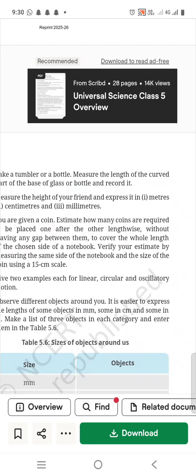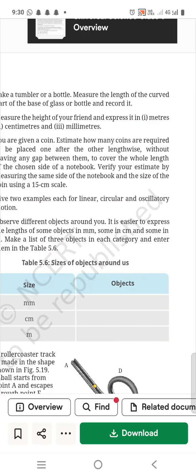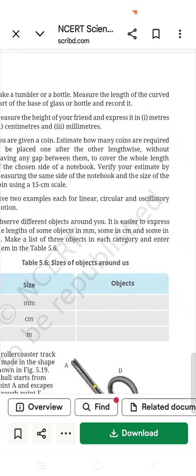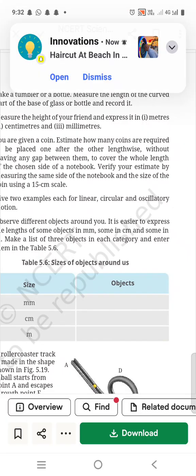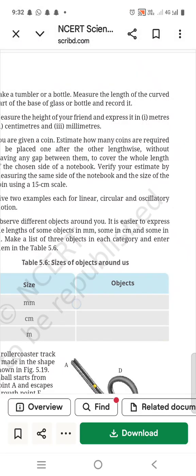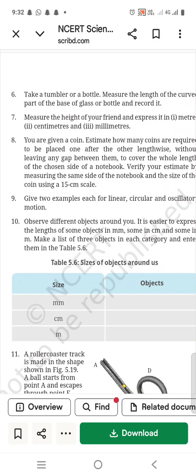Next, seventh question. Measure the height of your friend and express it in option 1 meter, option 2 centimeter, and option 3 millimeter. Hint: measure the height using a meter scale and express it in millimeters. Example: 1400 millimeters. Eighth question, I will not tell the answer.